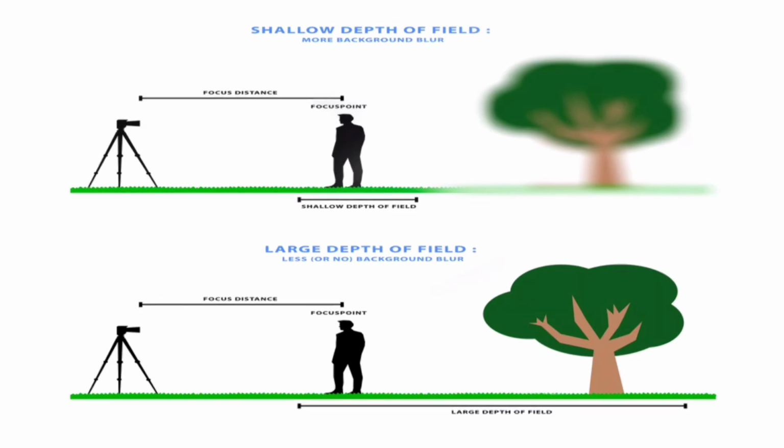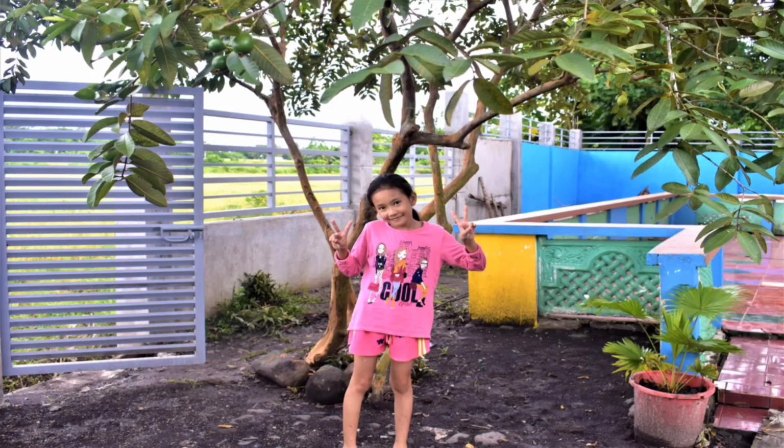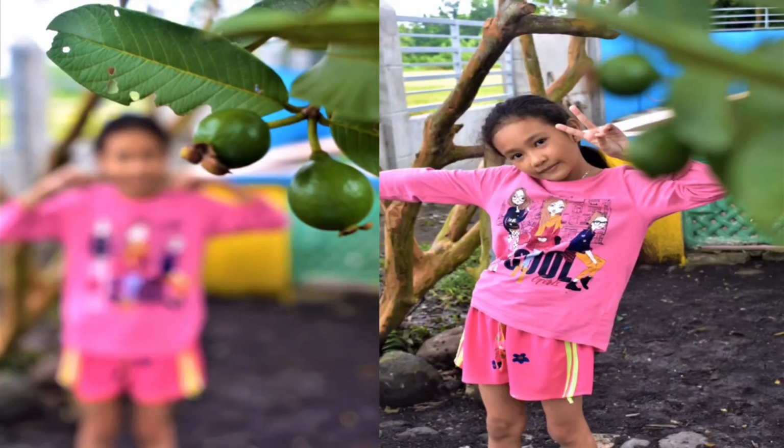Depth of field is the amount of distance between the nearest and the farthest objects that appear in acceptably sharp focus in a photograph. Observe this picture. Can you see the difference? And now, it's your turn.